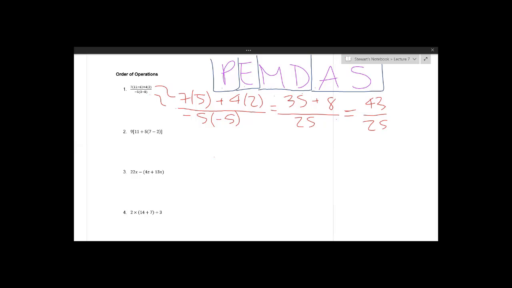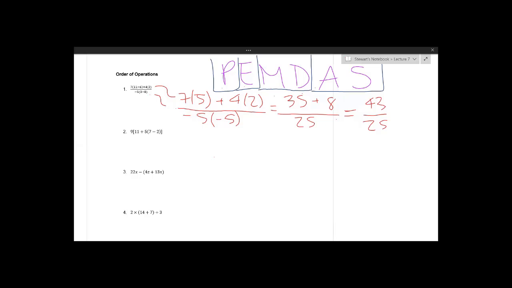So we can't really simplify this at all because they don't have any common factors. We can't divide nicely, so we can just leave it as an improper fraction of 43 over 25. Okay, perfect. So moving on to number 2, we see we have some brackets.